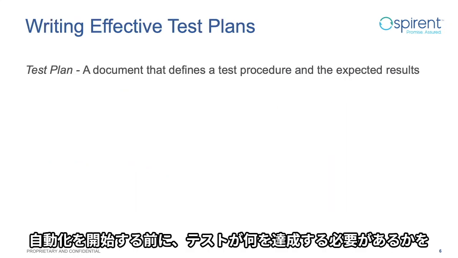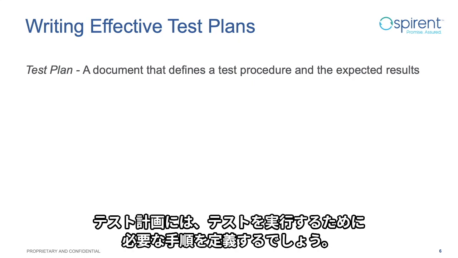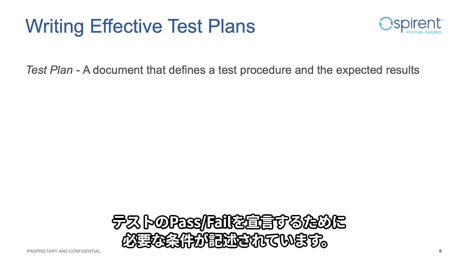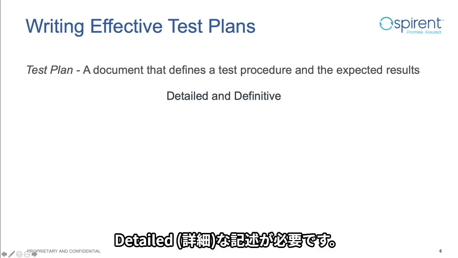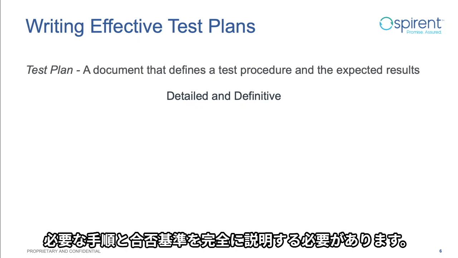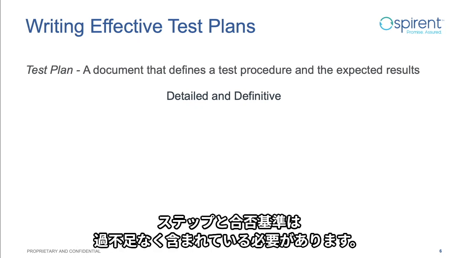Before you start to automate anything, you need to be sure to understand what exactly your test should accomplish. Broadly, test plans should define the steps needed to run the test and describe the conditions or measurements needed to declare the test as a pass or a fail. They should be detailed, meaning they completely describe the steps needed and the pass-fail criteria. They should also be definitive, meaning all needed steps and pass-fail criteria are included and only needed steps and pass-fail criteria are included.